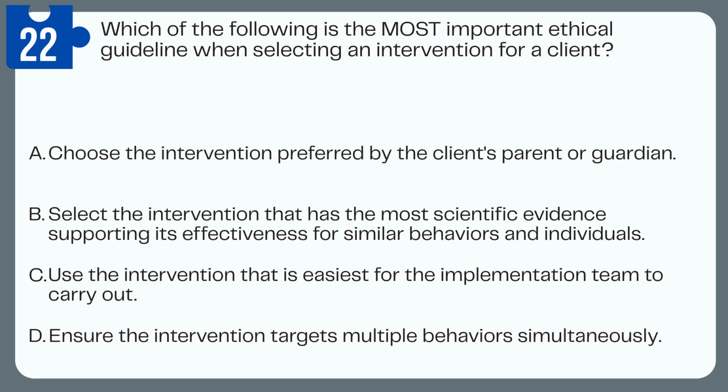Question 22. Which of the following is the most important ethical guideline when selecting an intervention for a client? A. Choose the intervention preferred by the client's parent or guardian. B. Select the intervention that has the most scientific evidence supporting its effectiveness for similar behaviors and individuals. C. Use the intervention that is easiest for the implementation team to carry out. D. Ensure the intervention targets multiple behaviors simultaneously.